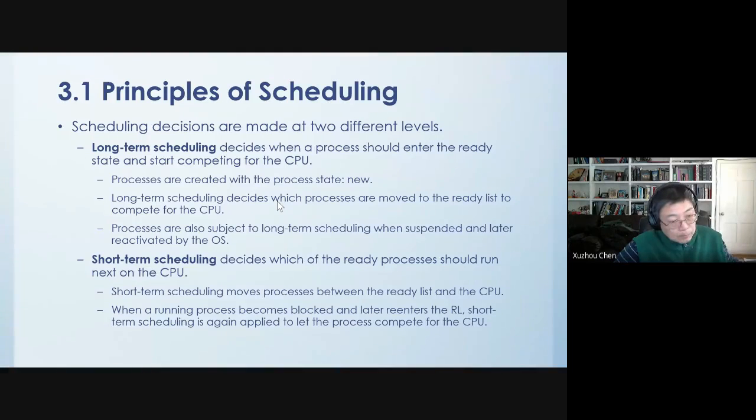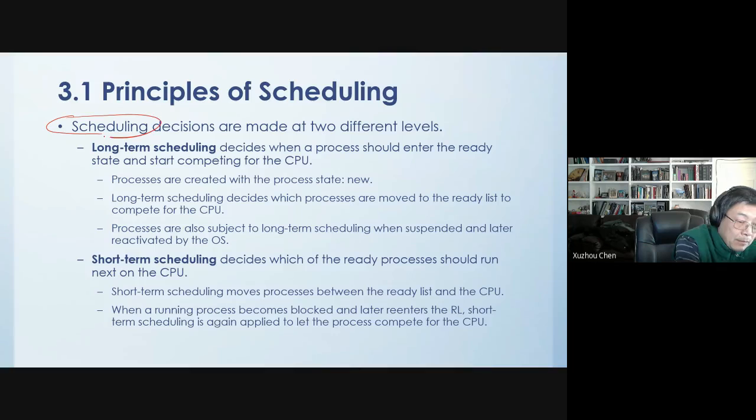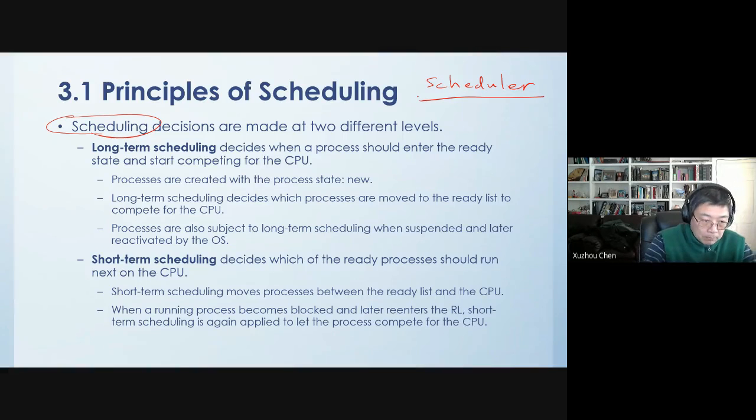Now, operating system scheduling is done mostly at the software level. It's a part of the operating system called a scheduler, which is going to perform this job. There are two different levels of scheduling. One is called long-term scheduling. The other is called short-term scheduling.